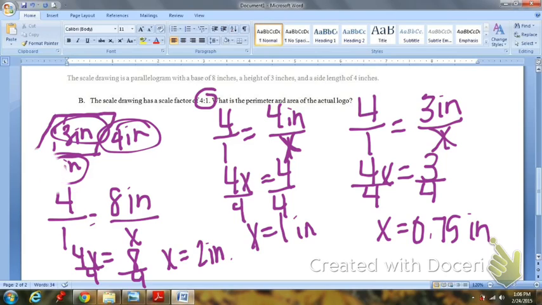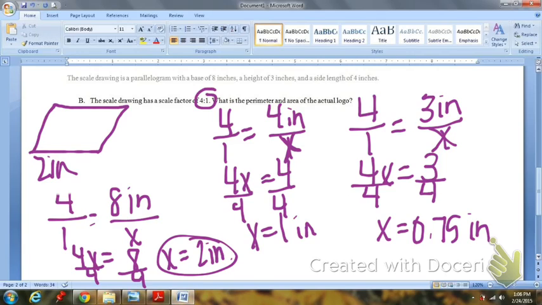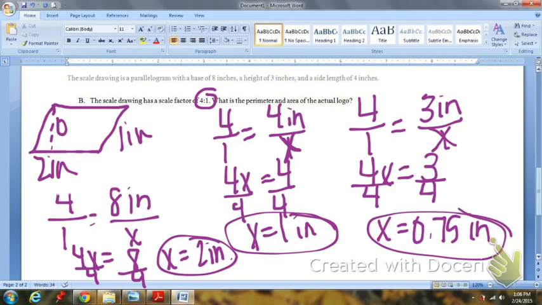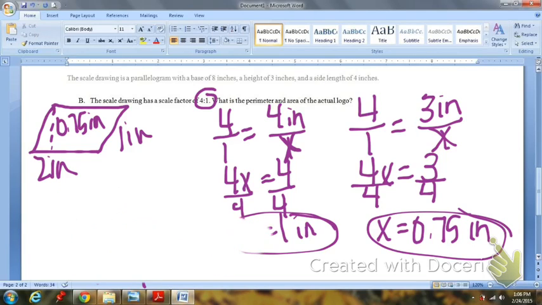So now we're going to draw a new parallelogram. I'm going to erase our old one so we'll have some more room. Okay, so now what is our base? Our base is 2 inches. So we're going to label our new base. What is our side length? It is 1 inch. So we're going to label our side. And what is our new height? 0.75 inches. So now we will use this information to find the area and the perimeter of the actual logo.